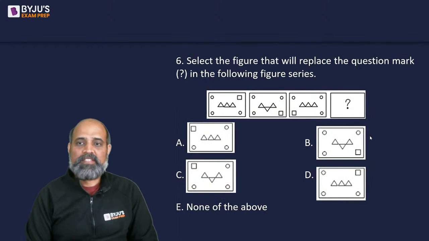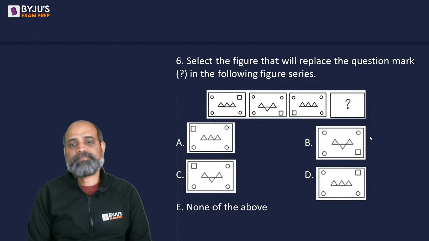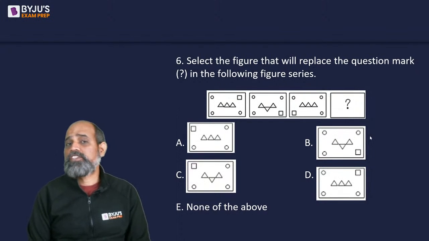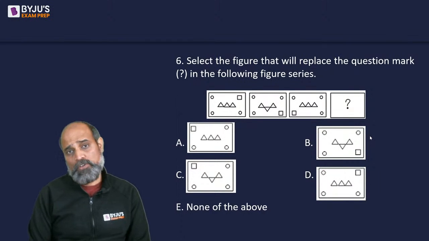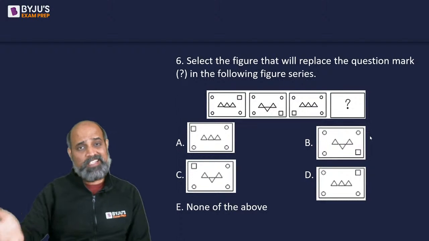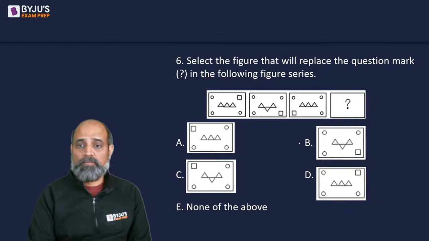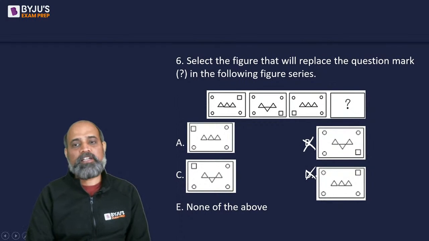Next one, completion. Very simple. If you look at the corner figures, which are three circles and a square, the square is moving clockwise. So it was initially facing northeast, then it was southeast, then it was southwest. Now it should face northwest. So Bravo and Delta can't be the answer.